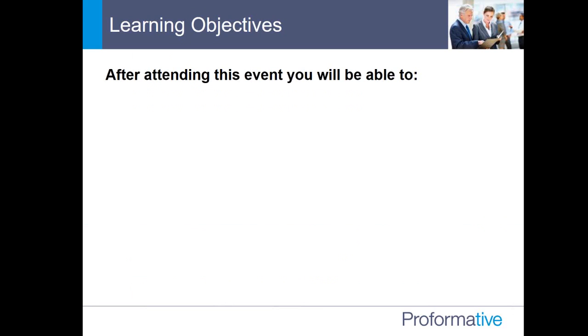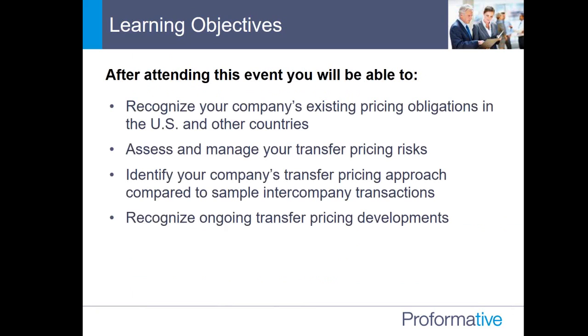Now, before we get to that, we've got a couple quick things to cover. Number one, learning objectives for today's event. We have a number of learning objectives. First, recognize your company's existing pricing obligations in the U.S. and other countries. Number two, assess and manage your transfer pricing risks. Number three, identify your company's transfer pricing approach. And number four, recognize ongoing transfer pricing development. So we certainly have plenty to cover.